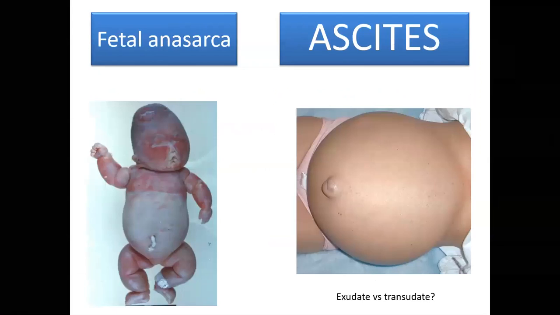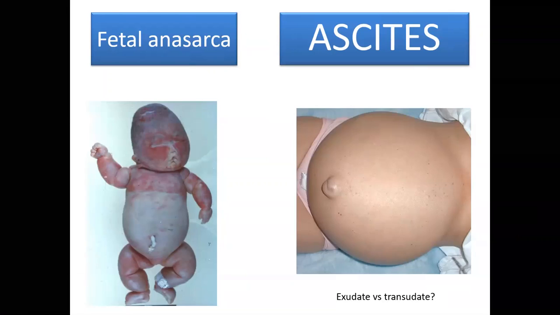If there is generalized edema all over the body, we call it anasarca. Anasarca is the medical term that we use for generalized edema. For example, in this fetus who was born dead, he had an immunological problem that led to his death, and he had generalized edema all over the body. So we call it fetal anasarca.